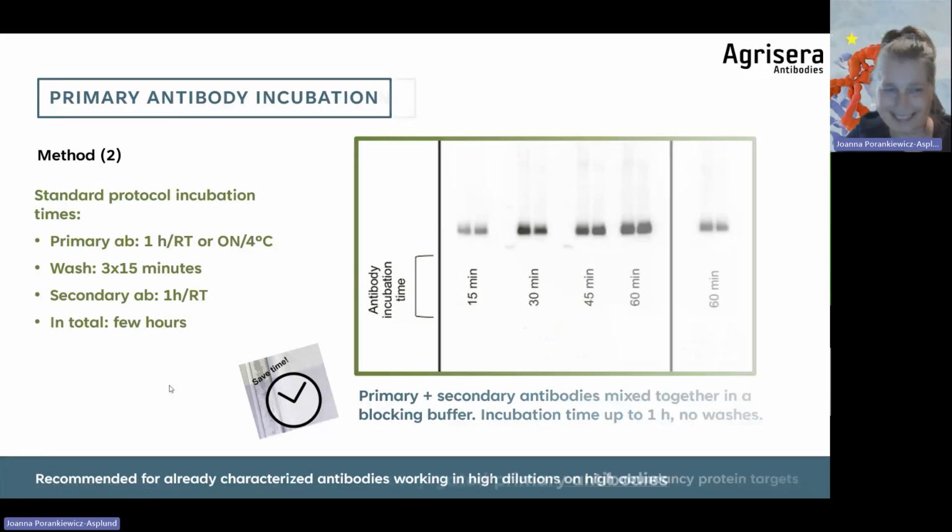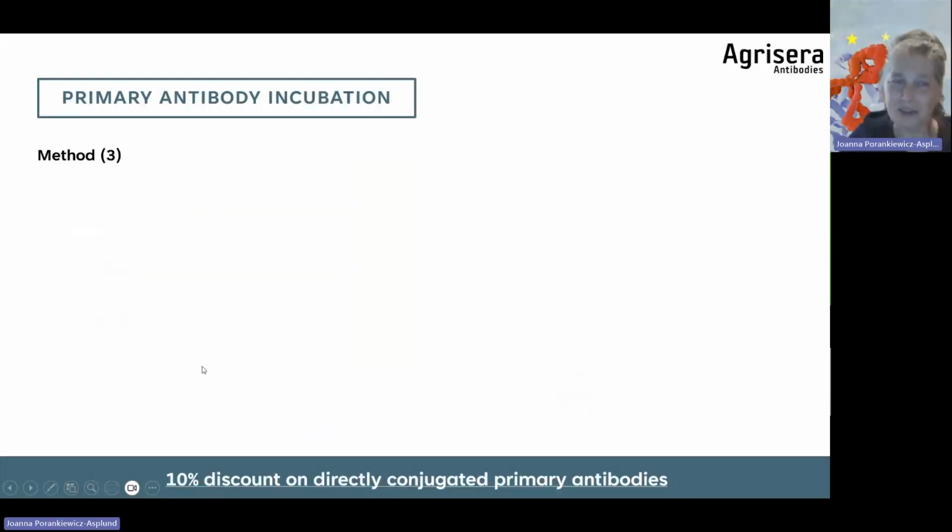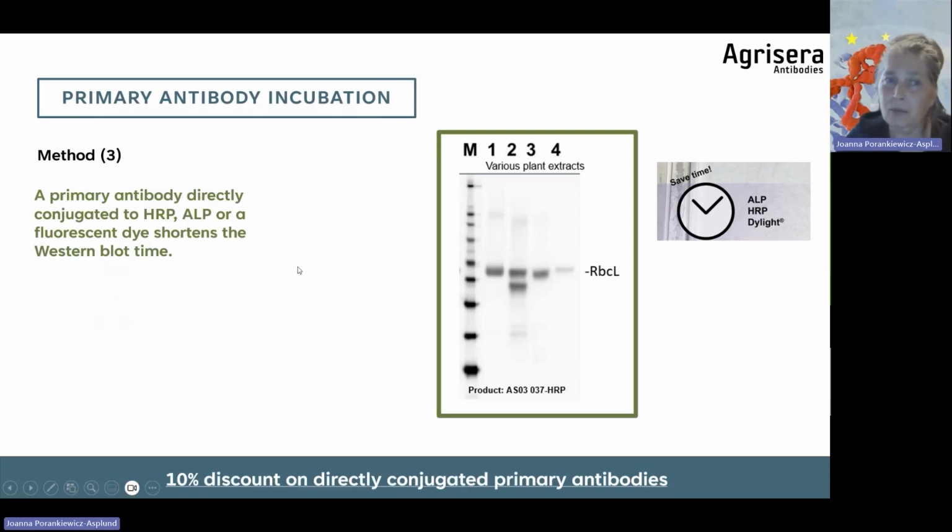So 3 in 1. And the third method where you can shorten your Western blot protocol is when we visualize the target protein using a directly conjugated primary antibody. In this example, it is an antibody to Rubisco, which is directly conjugated to horseradish peroxidase. It can be another enzyme or a fluorophore. And this will also shorten your reaction time. However, I wouldn't recommend this method for proteins of low abundance, because for those, enhancement of the signal coming from the secondary antibody will be quite desired.